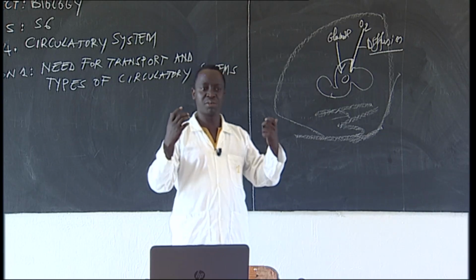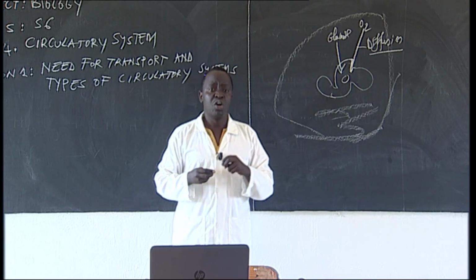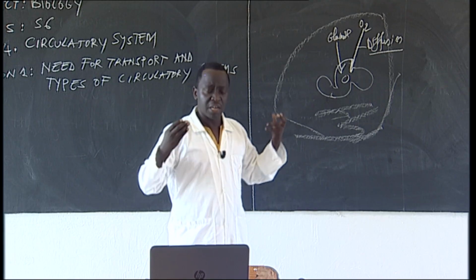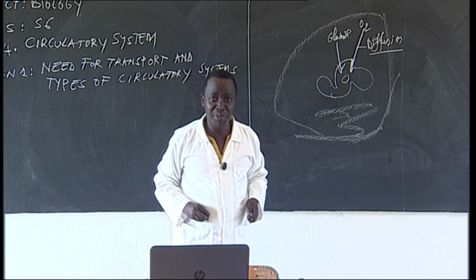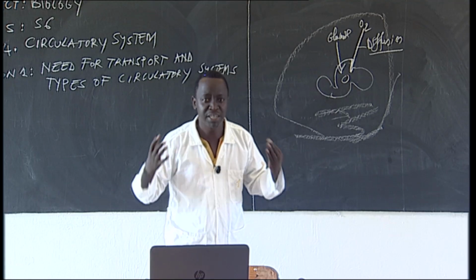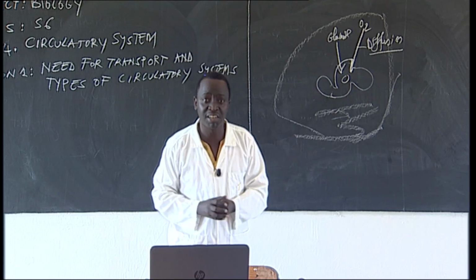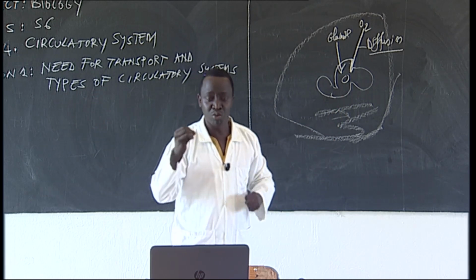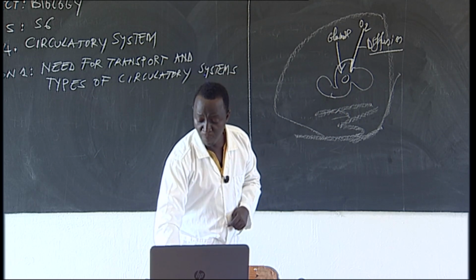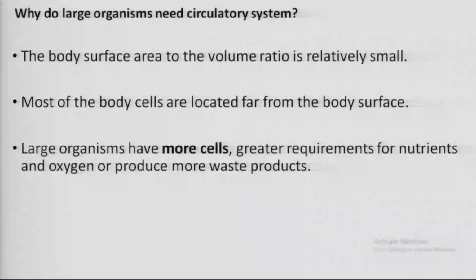Oh, nice. Let's go for those large organisms, multicellular organisms. Even human beings are also included in the multicellular organisms. Those organisms that possess how many cells? Many cells, more cells. So those organisms, because they are complex, they need a special transport system. Why?